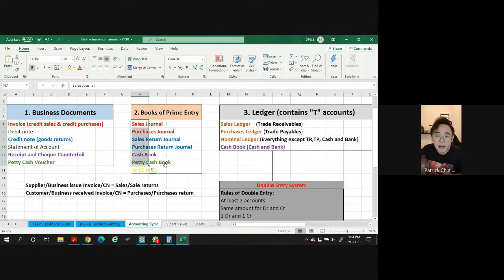All right. So after books of prime entry, then what? Also, why do we need to have a books of prime entry? Why can't we just have a document? I can actually straight away from number 1 jump to number 3. What is number 3? Number 3 is ledger. Number 3 is T accounts.